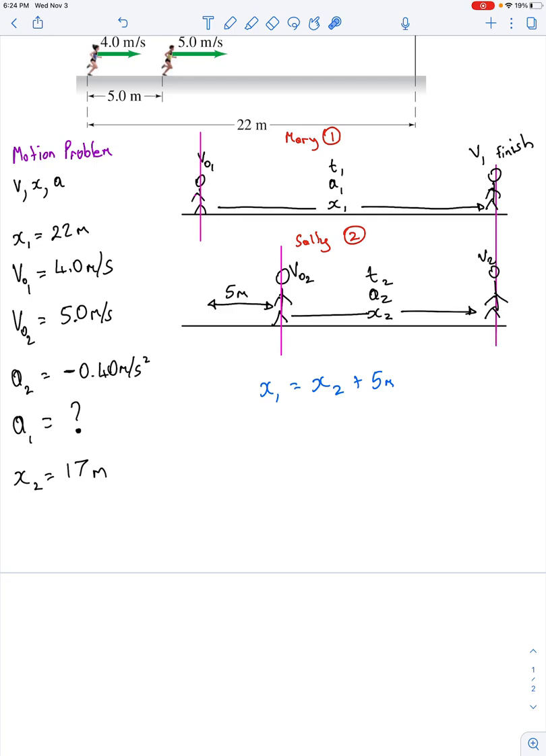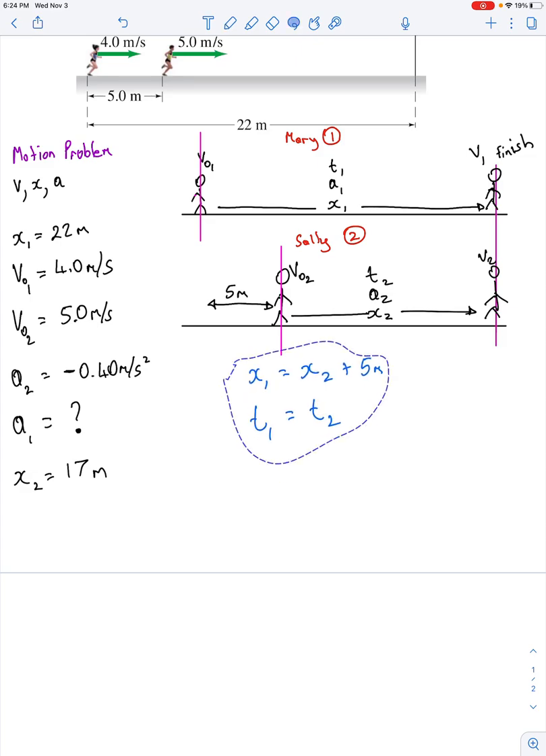Now let's look at the times. Do T1 and T2 have any relationship? Let's check what T1 means again. T1 means the time from when Mary was 5 meters behind Sally to when Mary caught Sally. T2 represents the time from when Mary was 5 meters behind Sally to when Mary caught Sally. So from that, if you read that and understood that, then you'll see that T1 is equal to T2. That's it. That is the hardest part.